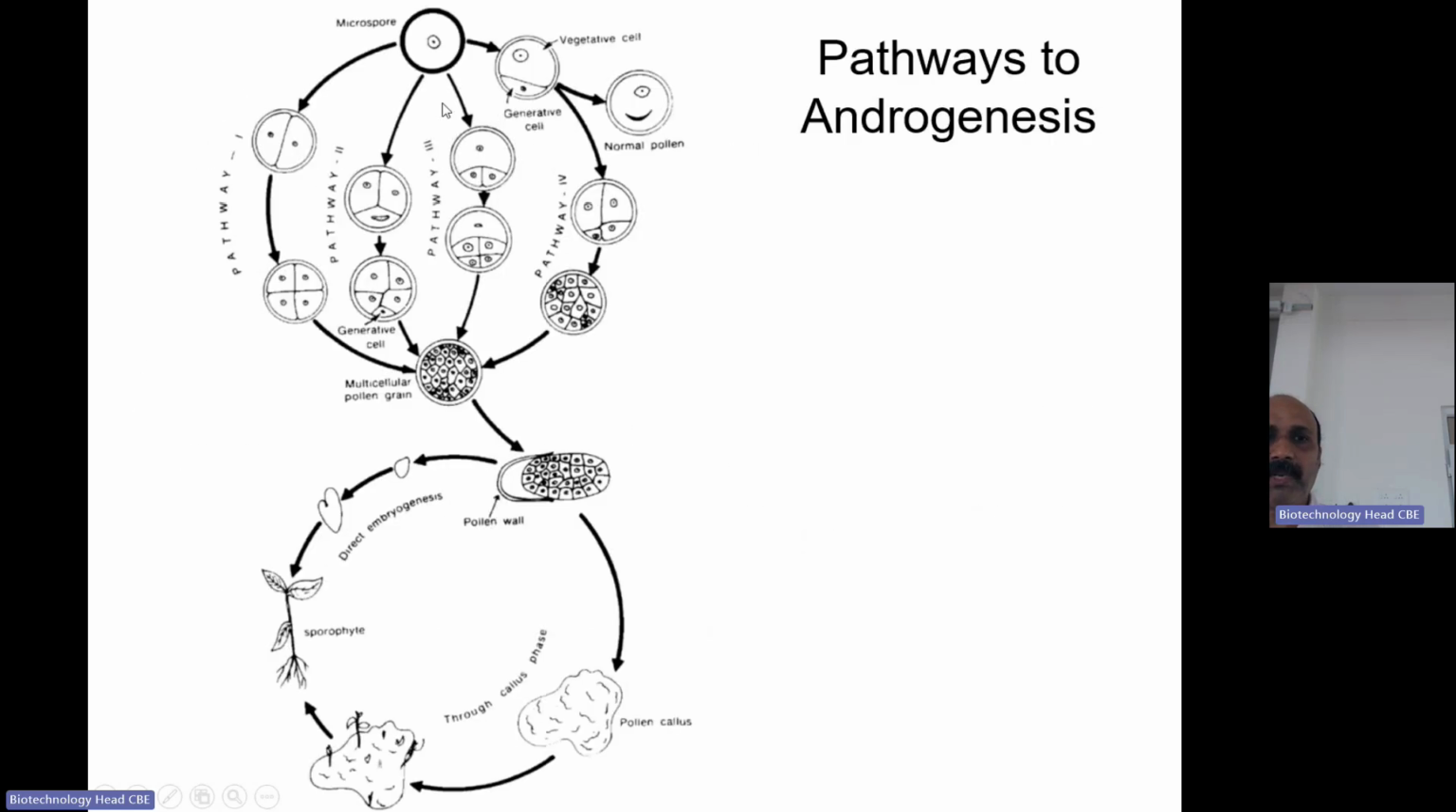So if you look at this, these are the 4 different pathways. You need to remember these pathways, mostly for 5-mark questions. Right, so you have 4 different pathways, 1, 2, 3, and 4, by which you get these multicellular pollen grains, which can give rise to the plantlets, right? So the first one is you have 2 daughter cells, which both divide equally, right, to give rise to an equal number of cells, and then you get multicellular cells, right? So this is pathway 1.